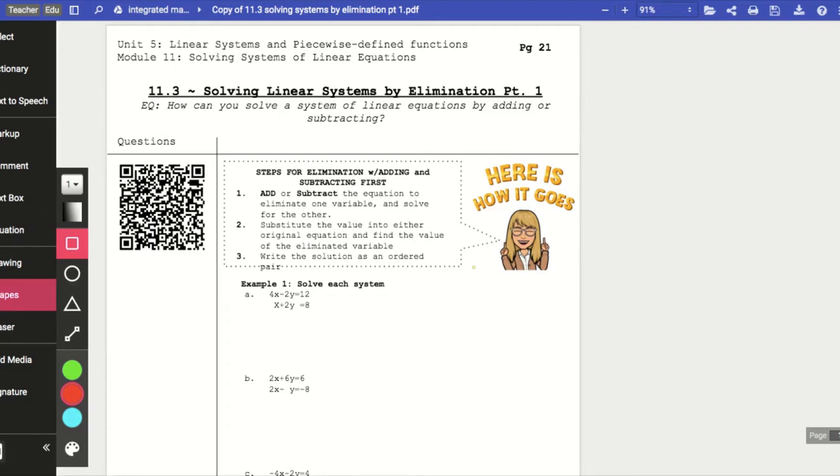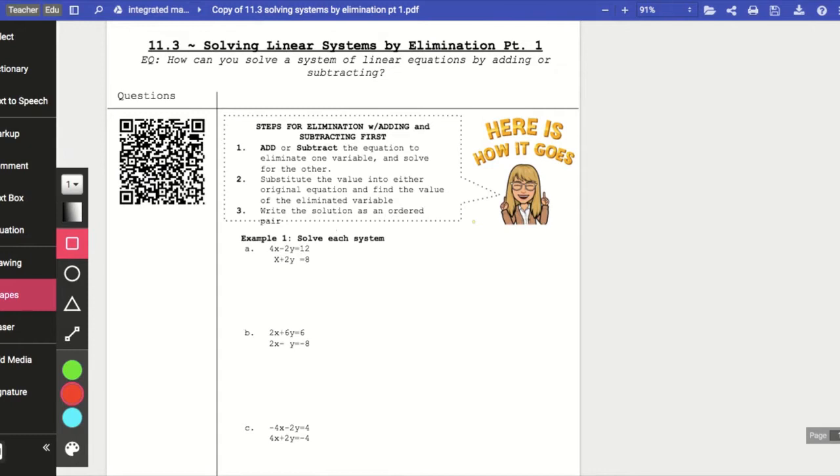Our essential question today is, how can you solve a system of linear equations by adding or subtracting? And as you notice, there are some steps. The first step is to add or subtract the equations to eliminate a variable. So remember, in substitution, we want to isolate a variable. In elimination, we're looking at eliminating the variable, so getting rid of it. Then you substitute the value into either of the original equations and find the value of the eliminated variable, and then you write the solution as an ordered pair.